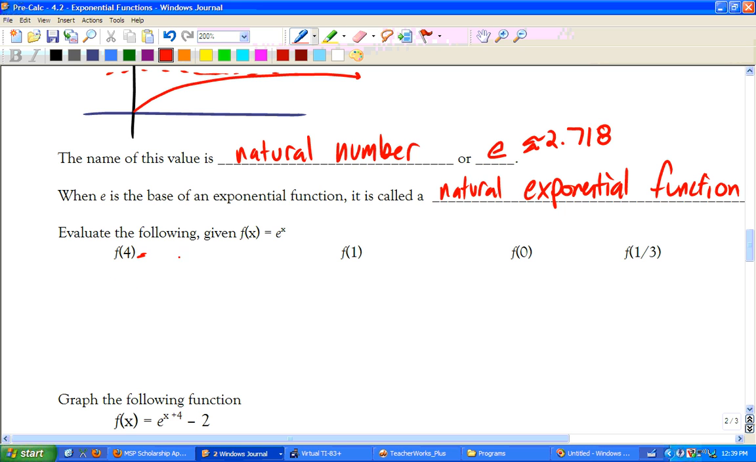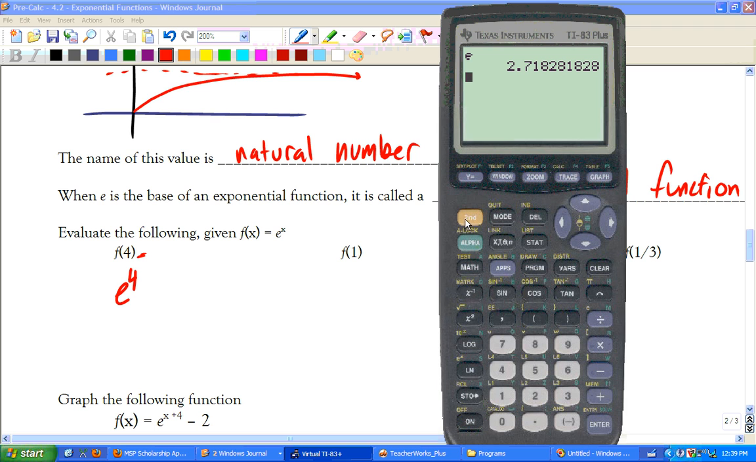So to find f of 4 for the natural exponential function, e to the x, it's going to be e to the fourth. We can use our calculator to help figure out what that would be. Second, e raised to the fourth power is going to be 54.59.